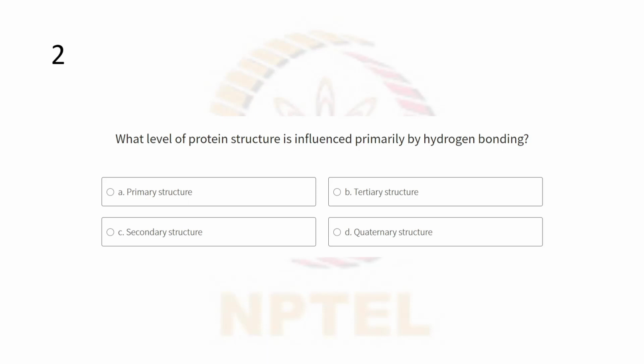Given that protein structure exists in 4 levels, what level of protein structure is influenced primarily by hydrogen bonding?